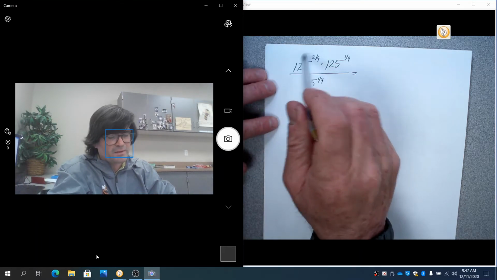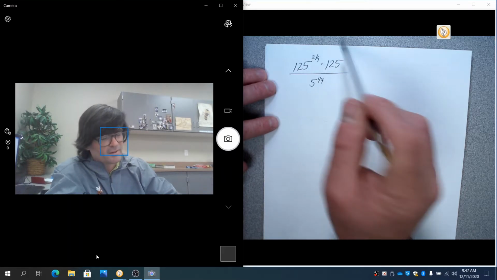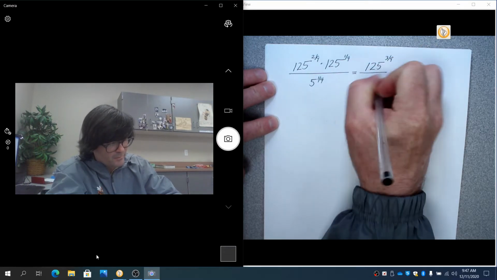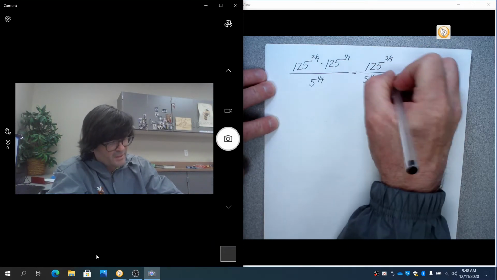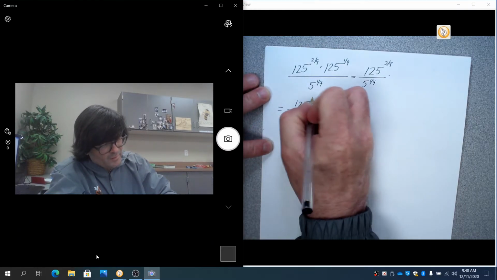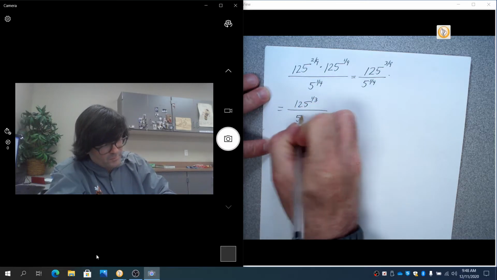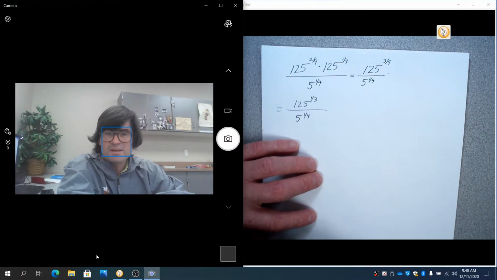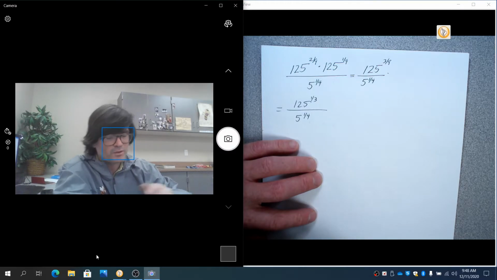For 125 to the 2/9 times 125 to the 1/9, I can rewrite that as 125 to the 3/9 by adding them together. And then 3/9 actually happens to be 125 to the 1/3. So now we're stuck. We've got two different bases, and so we need to find a way to make them have the same base. And I want to just point out that 125 is also the same as 5 cubed. 5 times 5 is 25. 25 times 5 is 125.